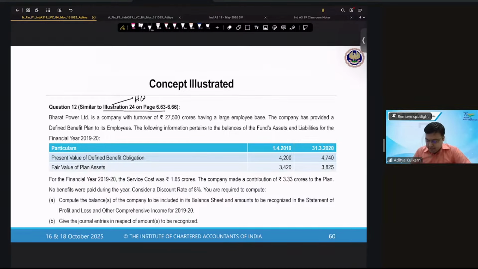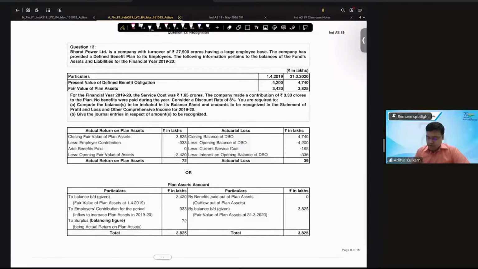You should not have any problem in doing this particular illustration. Okay. So now, Bharat Power is a company with turnover 27,500 crores having a large employee base. The company has provided a defined benefit plan to its employees. Following information pertains to the balances of the fund's assets and liabilities for financial year 1920.